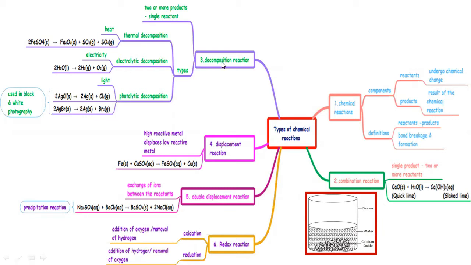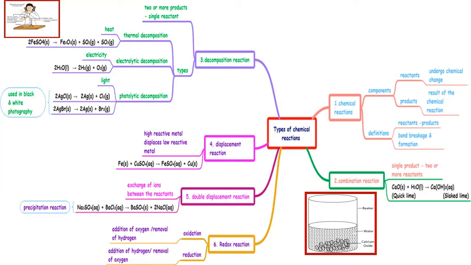The third branch deals with decomposition reaction. In this reaction, two or more products are obtained from a single reactant. There are three types of decomposition reaction, which include thermal decomposition, electrolytic decomposition, and photolytic decomposition. Thermal decomposition reaction takes place in the presence of heat. An example is the decomposition of ferrous sulfate to give ferric oxide, sulfur dioxide, and sulfur trioxide.